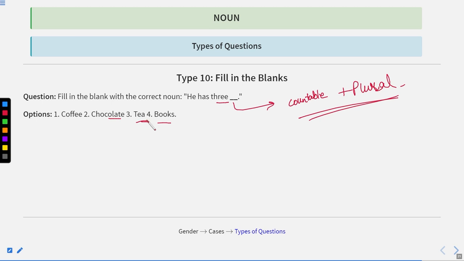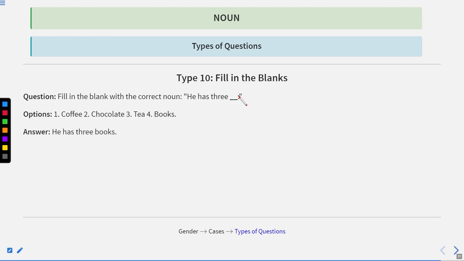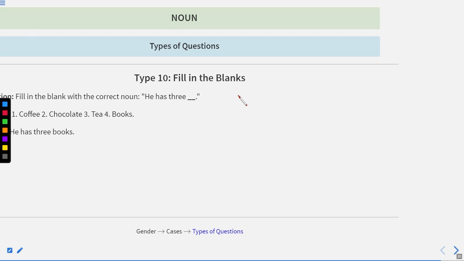Now tea is again uncountable. This cannot come, this cannot come, this cannot come. Only the word books will come. Why so? He has 3 books. So here the correct word to be used is books. So the answer will be: he has 3 books.